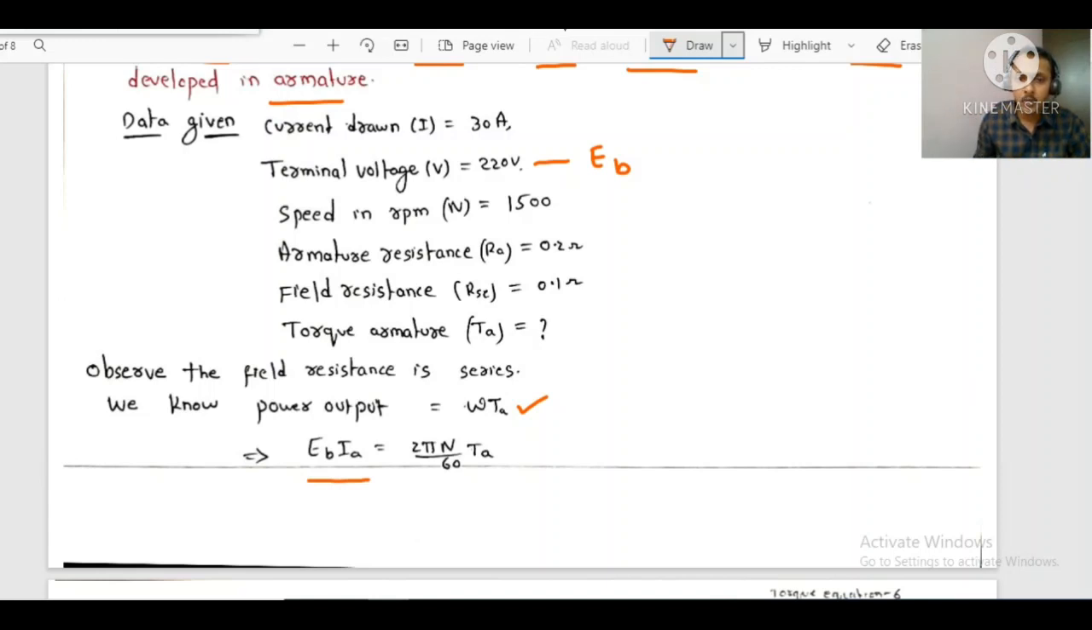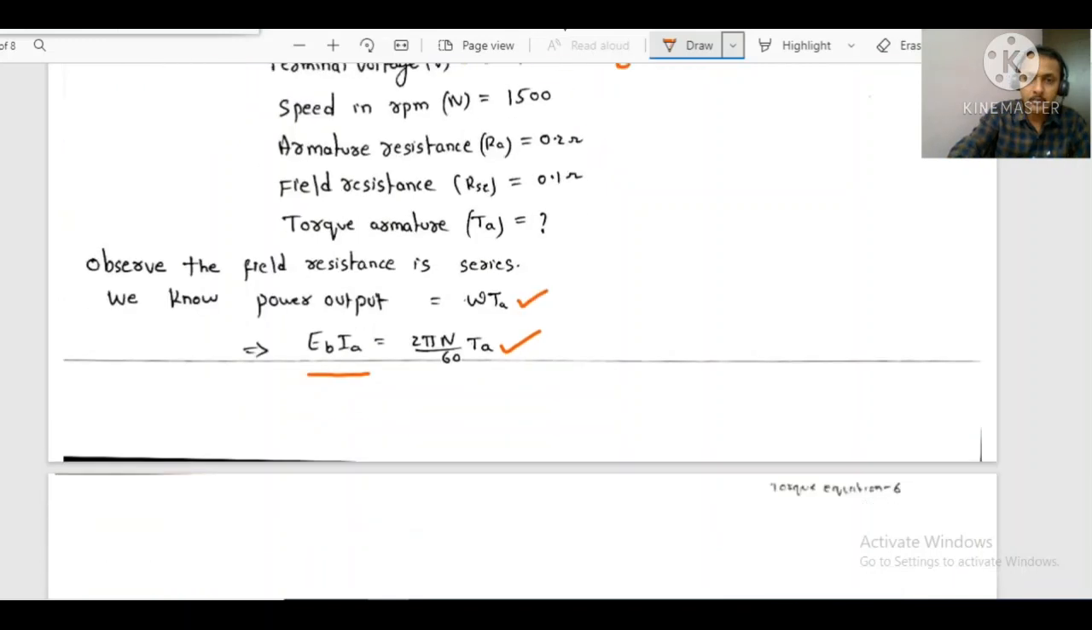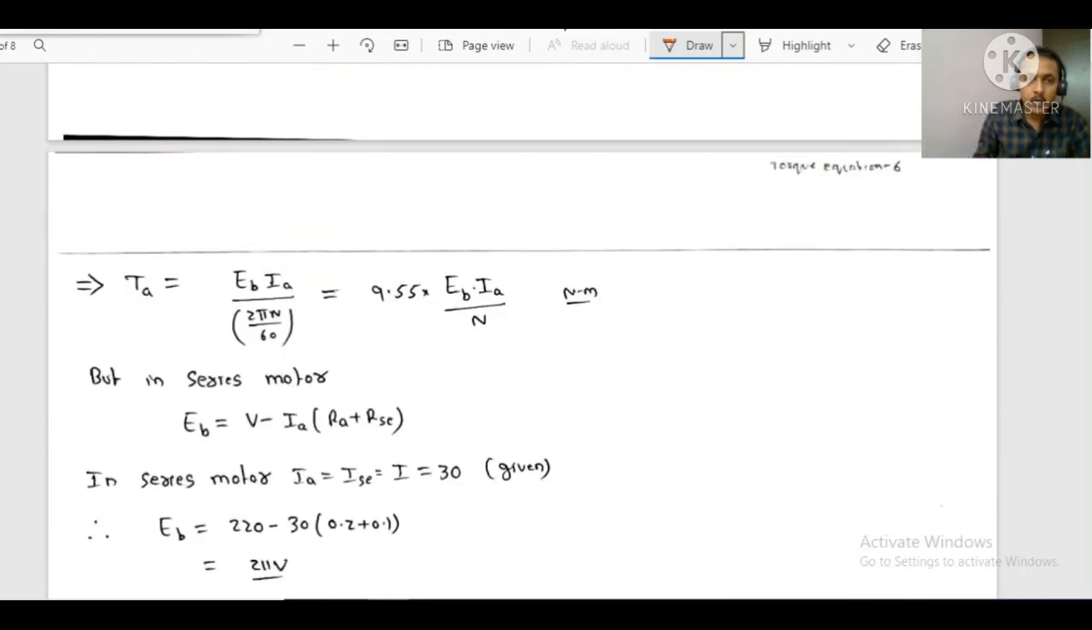EB into IA equals omega, that is 2 pi N by 60, into TA, right? Now, TA, the armature torque, equals EB into IA divided by 2 pi N by 60. It is nothing but 9.55 into EB IA by N. But we don't know the EB value, the back EMF.